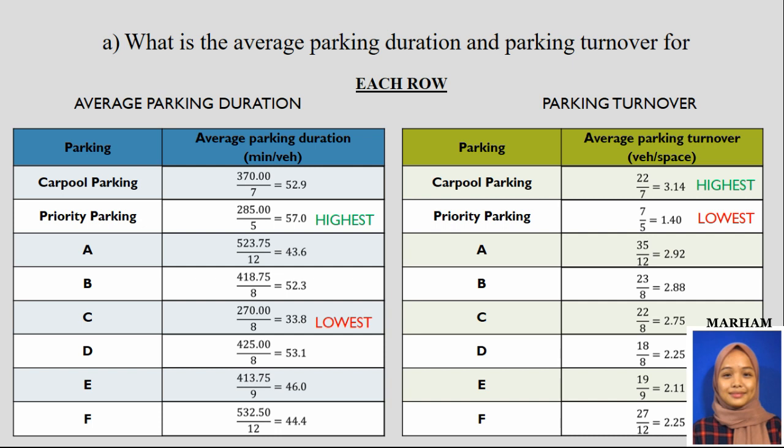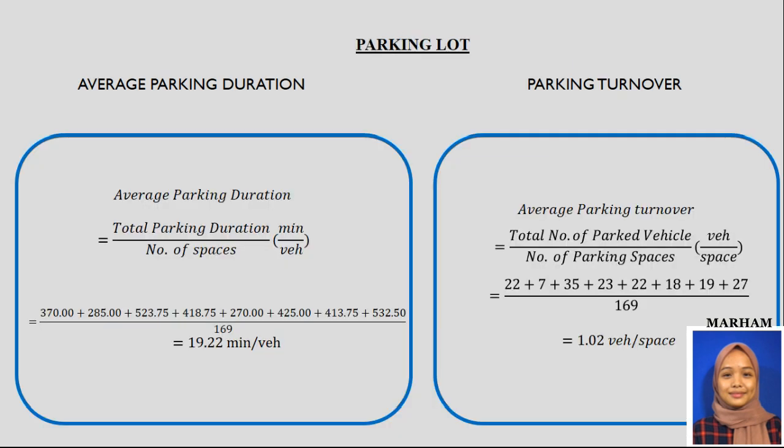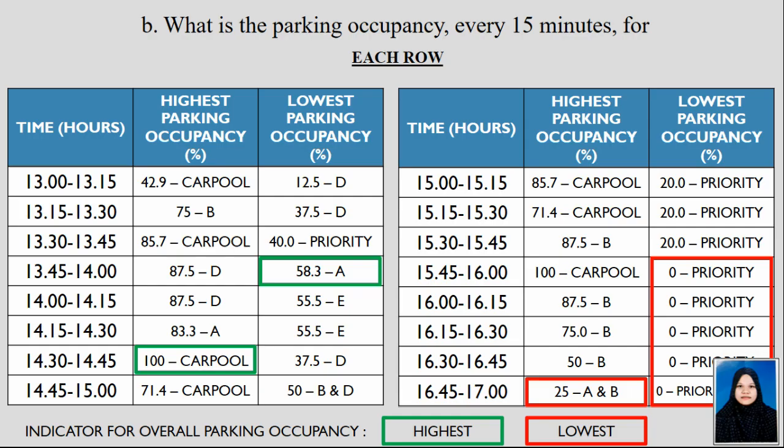Our average parking duration is highest at priority parking with 57 minutes per vehicle, while the lowest is at parking C with 33.8 minutes per vehicle. For parking turnover, carpool has the highest, which is 3.14 vehicles per space, while priority parking has the lowest average parking turnover with 1.4 vehicles per space. For the parking lot, our average parking duration is 19.22 minutes per vehicle, and parking turnover is 1.02 vehicles per space.